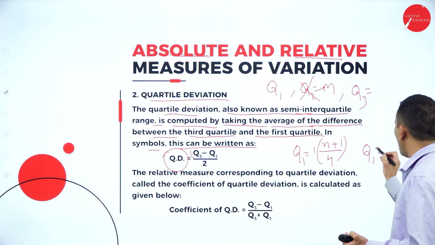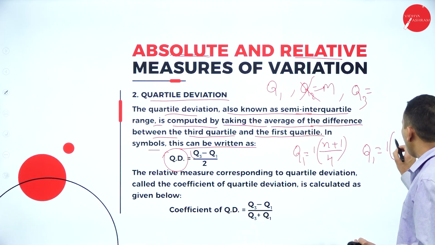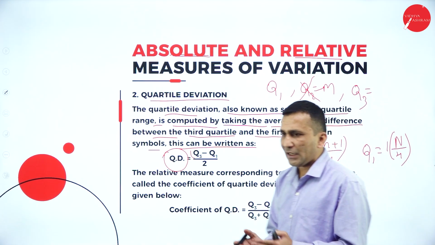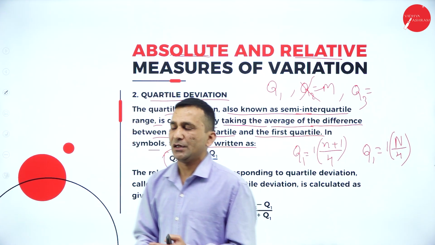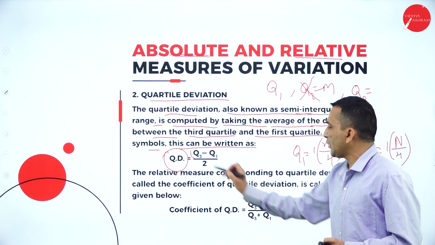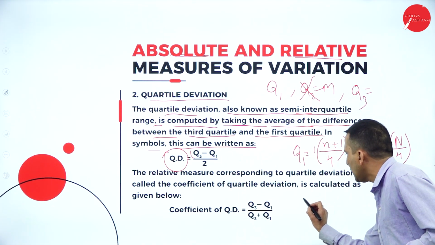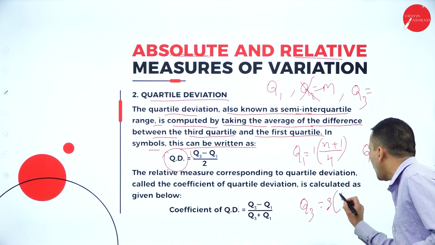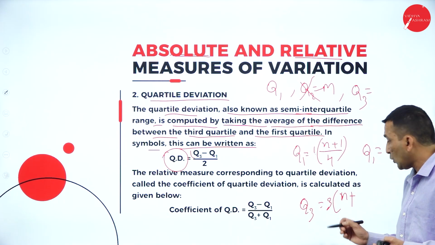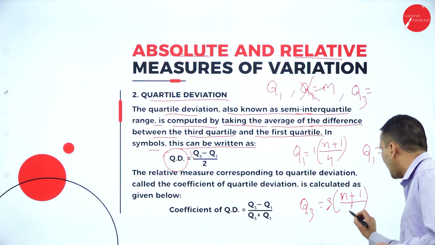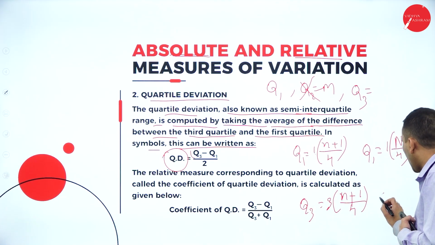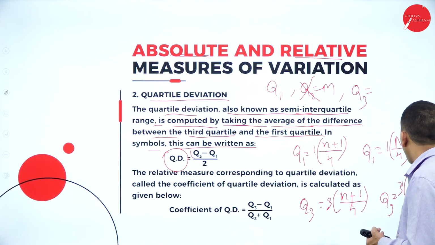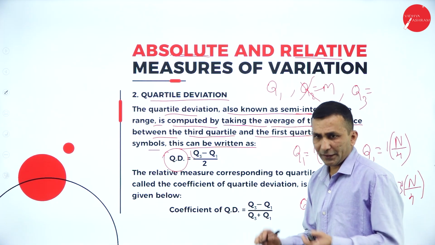Why are we taking 4? Because quartiles always divide the data into 4 parts. In the same way, how do we get Q3? Instead of writing 1, I write 3 in that place. So in the case of discrete ungrouped data, it is 3 into (n plus 1) divided by 4, with small letter n. If you are taking grouped data, it is 3 into N by 4. Okay.